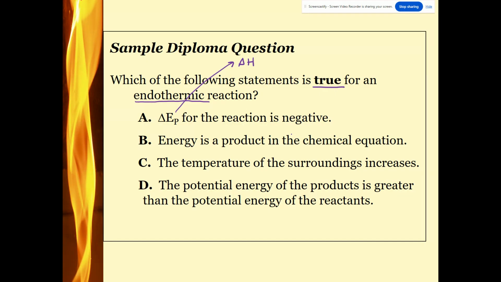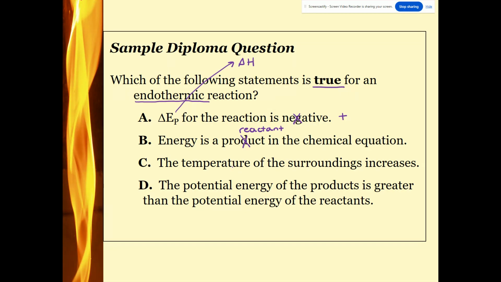So go through each of these. You could pause the video and see if you can get the answer. But I'm going to explain the process, the thought process you want to go through to figure this out. I would go through each and see if they're correct or not. So is the potential energy or is the delta H for the reaction negative for an endothermic reaction? It is not. It should be positive. The delta H is positive for endothermic. Is for B energy a product? No. In an endothermic reaction, the energy is a reactant.